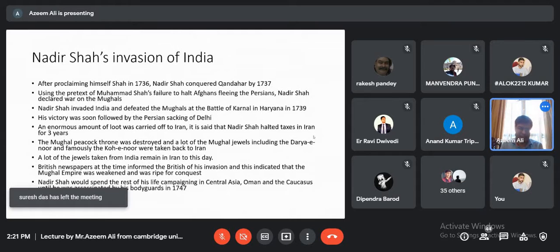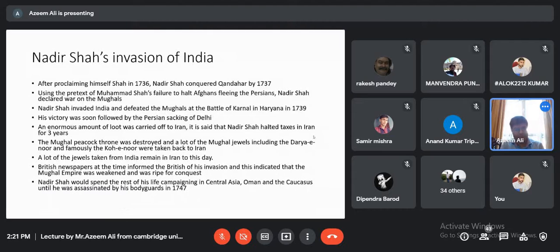And the Mughal peacock throne, which used to be kept in the Lal Qila, was destroyed, and a lot of the Mughal jewels were taken, including the Darya-e-Noor, which is still in Iran, and obviously more famously the Kohinoor, which was taken to Iran initially. And a lot of the jewels taken from India remain in Iran to this day.